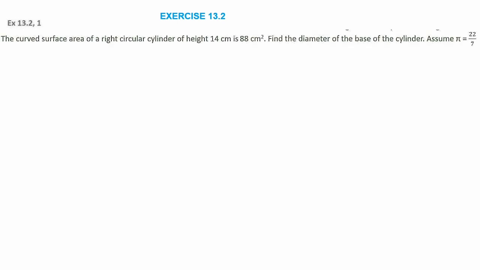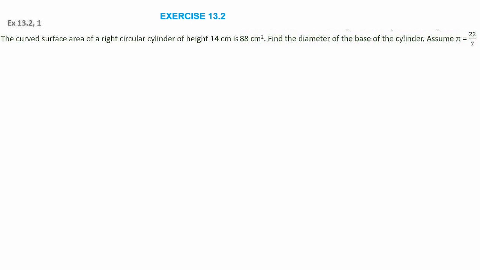First question. The curved surface area of a right circular cylinder of height 14 cm is 88 cm square. Find the diameter of the base of the cylinder. Assume that pi is equal to 22 by 7. Let's go through the question. Here two measurements are given to us. Curved surface area is given, 88 cm square, and the height is given to us, 14 cm. We are asked to find out the diameter of the base of the cylinder.